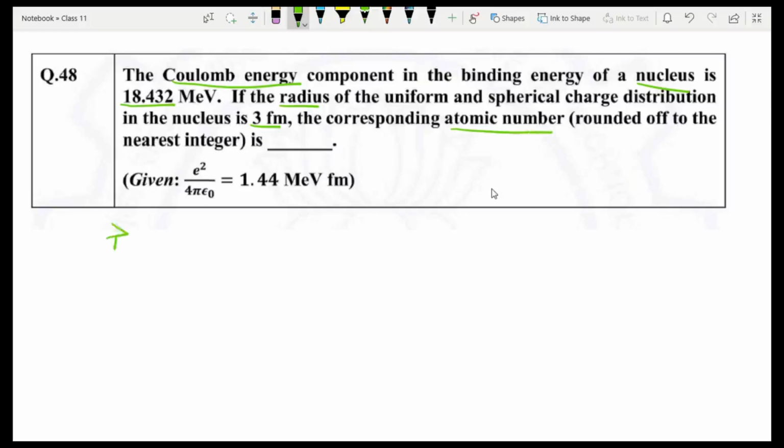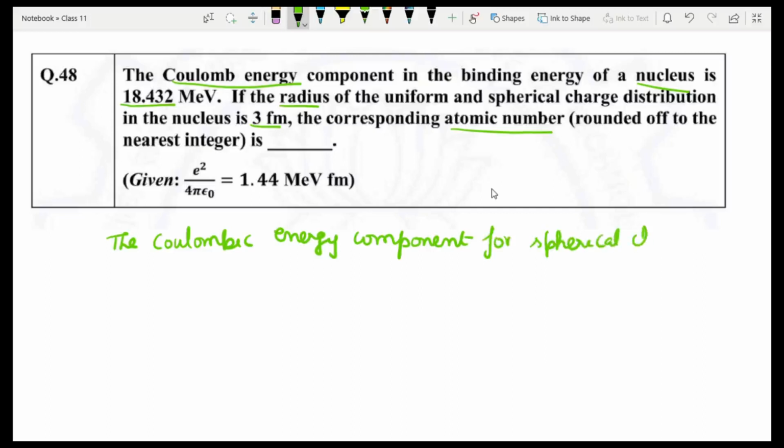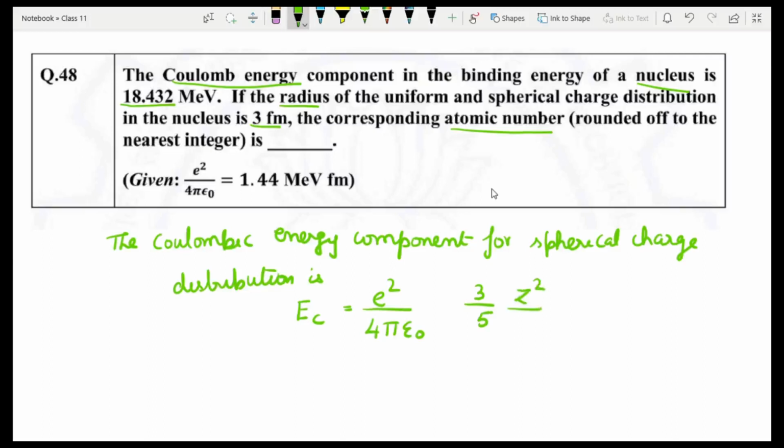We know that the coulombic energy component for spherical distribution is EC equals e squared divided by 4 pi epsilon naught times 3 divided by 5 Z squared divided by R. In the question they have given the EC value as 18.432, that is equal to 1.44 into 3 by 5 into Z squared by R. R value is 3.